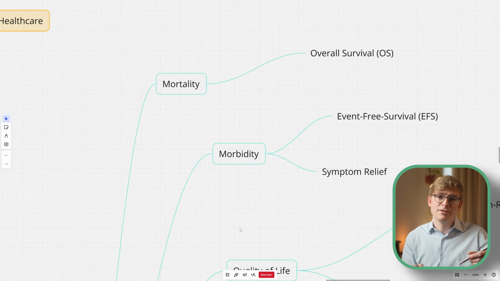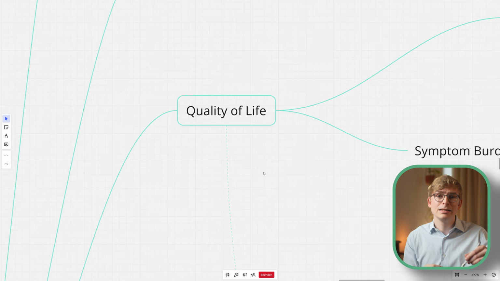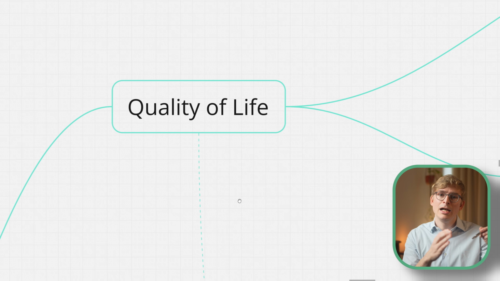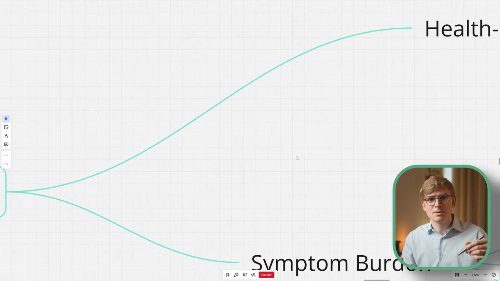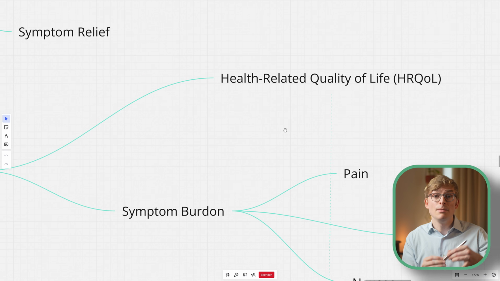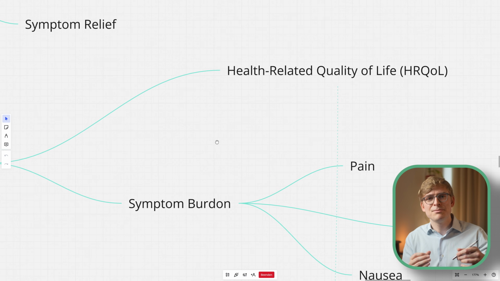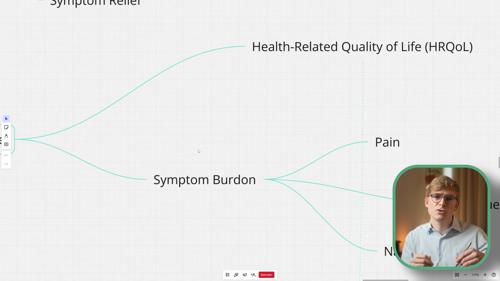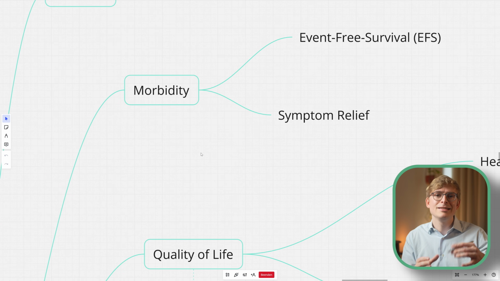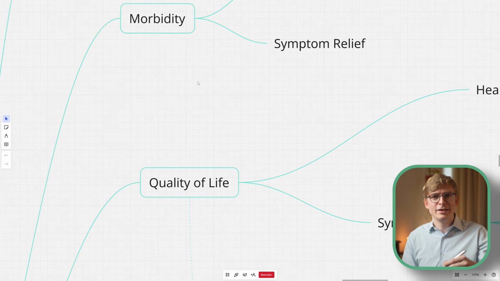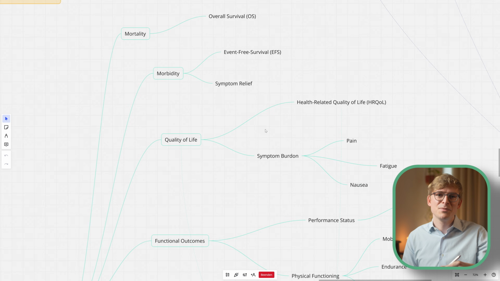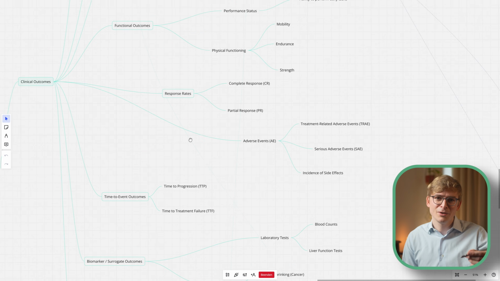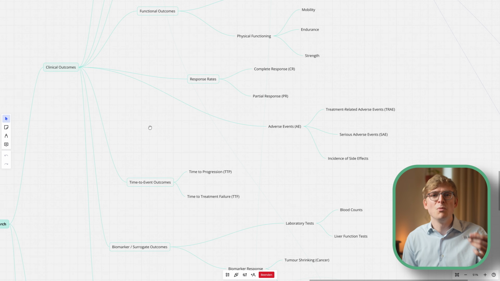Another clinical outcome that is closely related to morbidity but still distinct is quality of life, which can be further broken down into health-related quality of life and symptom burden. QOL outcomes tend to be broader than morbidity outcomes, attempting to measure a person's overall well-being, whereas morbidity outcomes try to capture the impact of a disease more specifically. There's many more clinical outcomes, as you can see from the mind map, such as functional outcomes, response rates, adverse events, and time to event outcomes, which I'm not going to cover in more detail here.